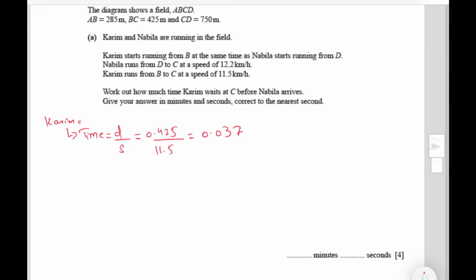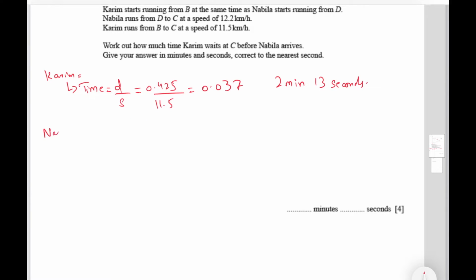0.037. And if you multiply this by 60, this gives us 2.2, which means it is 2 minutes. And let's see what 0.22 is. 0.22 that we get over here is going to be multiplied with 60. So it's going to be 2 minutes and 13 seconds for this guy to reach point C.